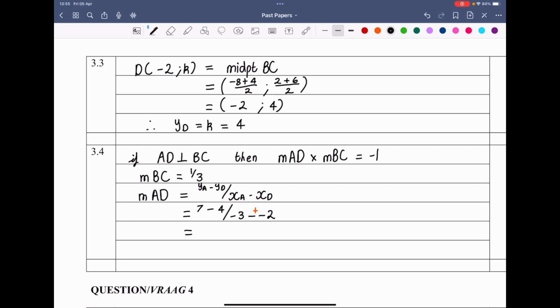And I'm going to have 7 minus 4, which is 3, divided by negative 3 plus 2, which is negative 1, and that is equal to negative 3. Right, then I'm going to say m_AD times m_BC is equal to negative 3 times 1 over 3, which is equal to negative 1. Therefore, AD is perpendicular to BC.